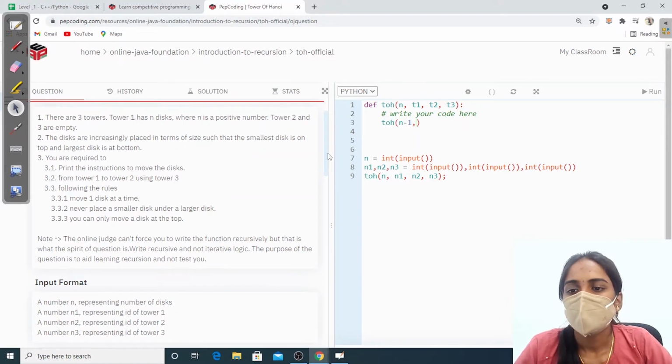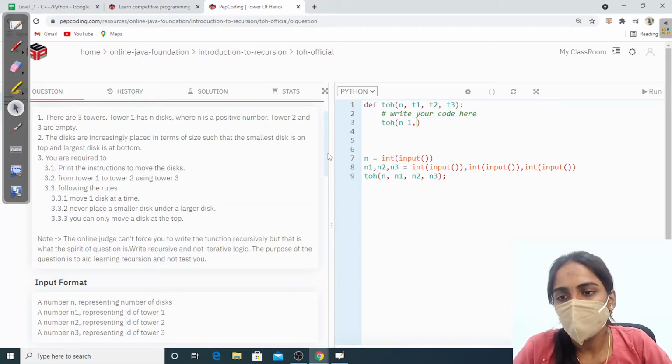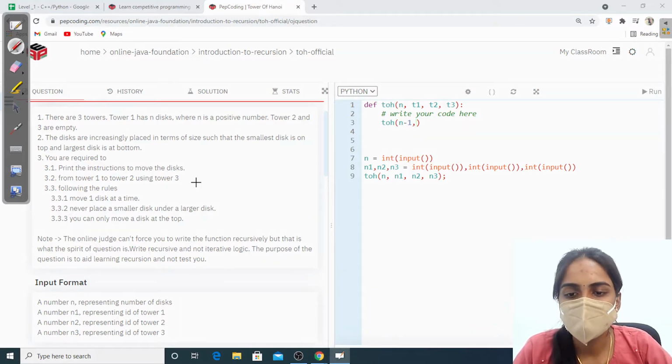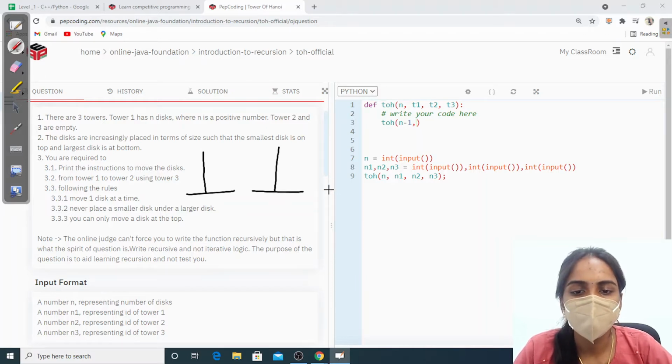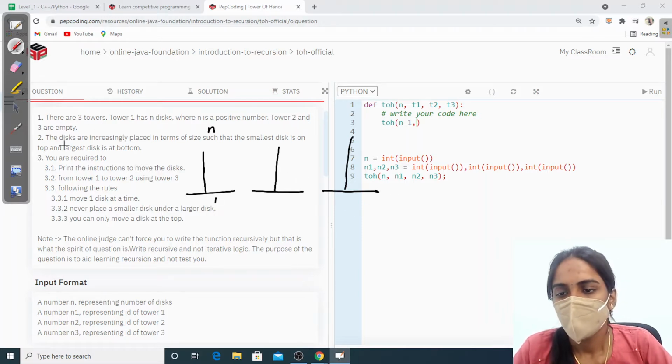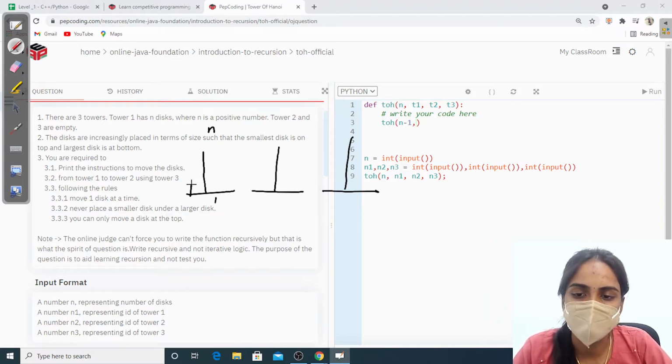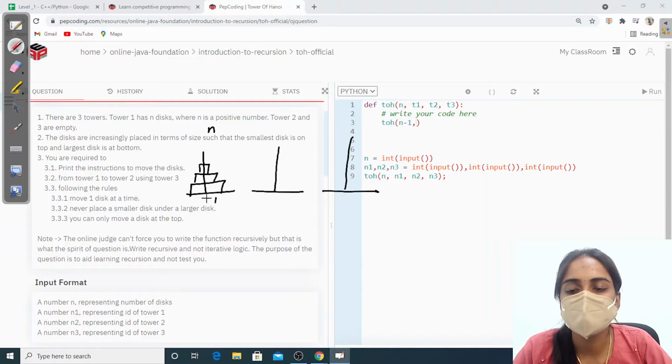There are three towers. Tower 1 has n discs. How many towers do we have? We have three towers: tower 1, tower 2, tower 3. N will be given by the user. N discs are present in tower 1, and tower 2 and tower 3 will be empty. The discs are placed in increasing order of size, that is, the largest at the bottom, then the second largest, then the smallest. Likewise, it will be placed.